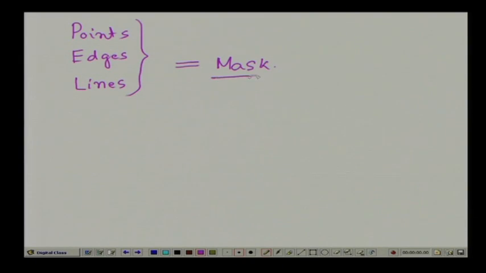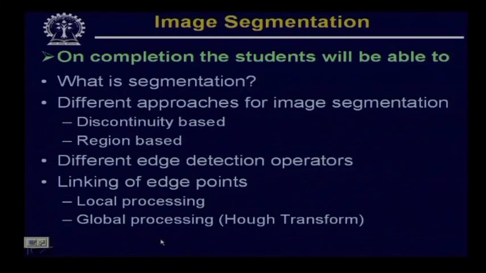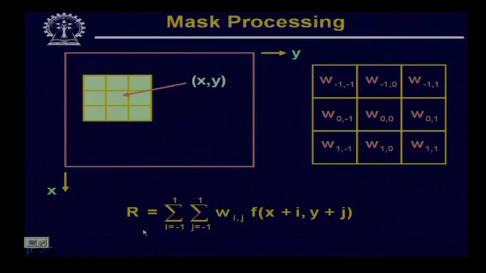So, using the masks, we will try to detect isolated points, or we will try to detect the lines present in the image, or we will try to detect the edges in the image. Now, these masks, the use of masks we have discussed earlier in connection with our discussion of image processing, like image smoothing, image sharpening, image enhancement and so on.